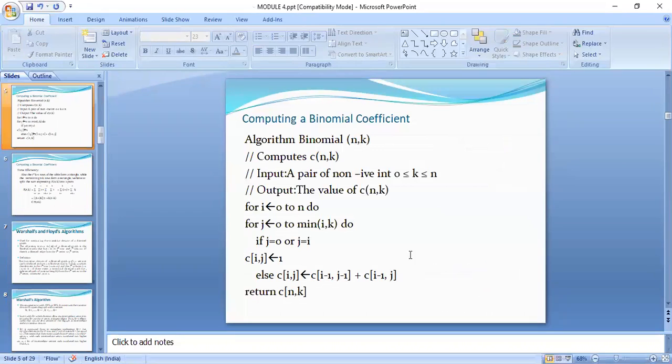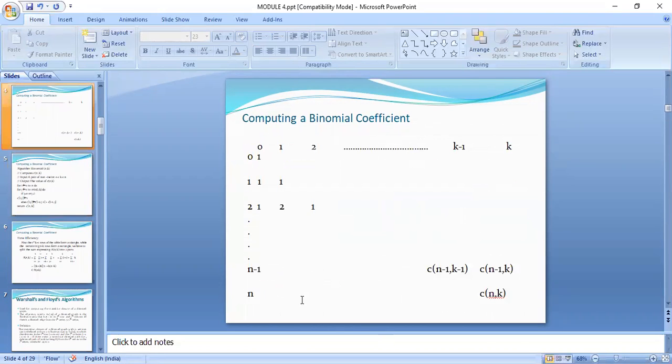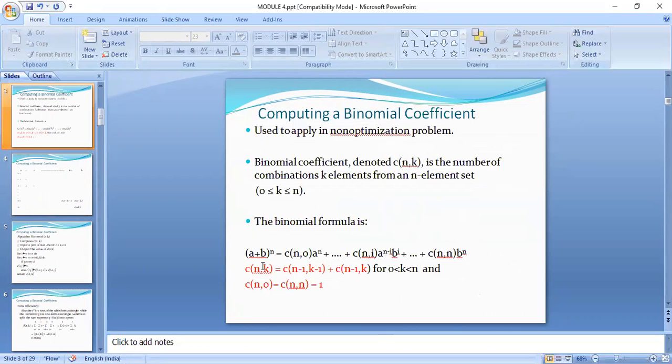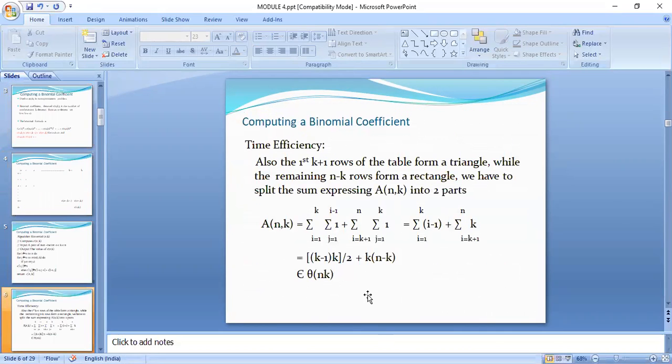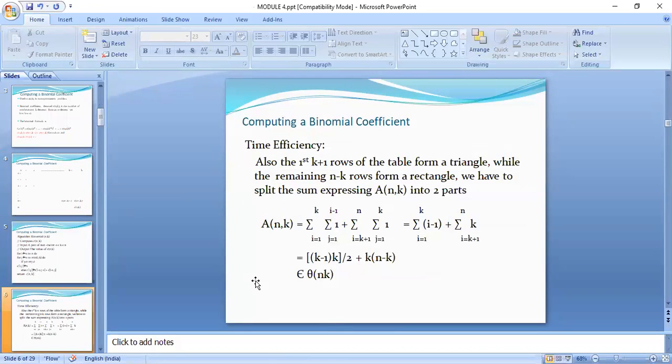That's the main thing. So here we are writing the algorithm based on the formula, and you will be returning the value. It's a recursive formula, so you need to have an initial value. For any recurrence equation we need the initial values. The time taken is based on a triangle as well as a rectangle, so based on that we are going to find the two parts, and by using the summation formula we will be finding it out.